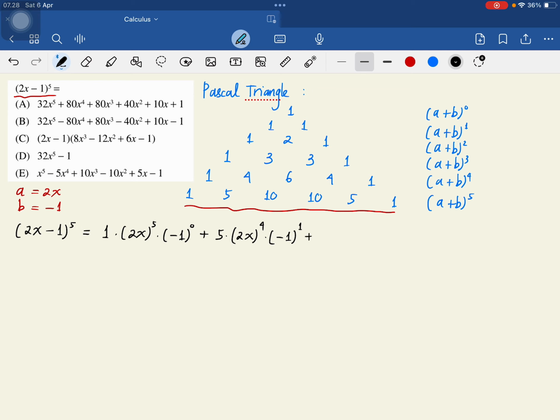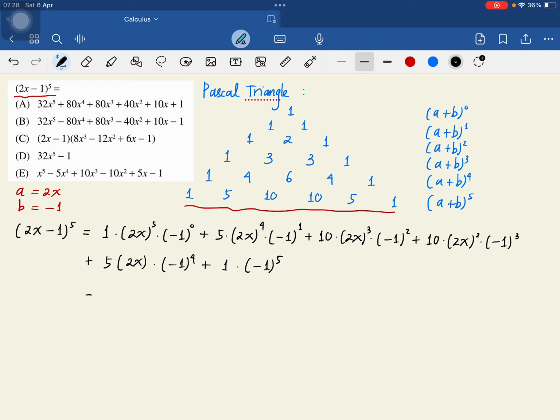And you can continue. So we have 10 multiplied with 2x to the power 3 multiplied with negative 1 to the power 2, and then plus 10 again, multiplied with 2x to the power 2 multiplied with negative 1 to the power 3, and then plus 5 multiplied with 2x to the power 1 multiplied with negative 1 to the power 4, and then the last we have 1 multiplied with negative 1 to the power 5.